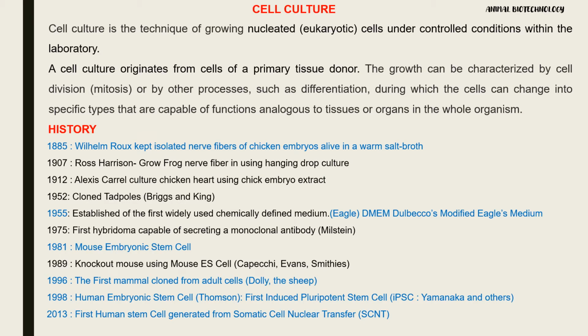Cell culture is a technique of growing eukaryotic cells, mainly human and animal cells, under controlled in vitro conditions. A cell culture originates from cells of a primary tissue donor and is characterized by cell division and other processes such as differentiation, during which these cells can change into specific types of cells that are capable of functions similar to tissues or organs in the whole organism.